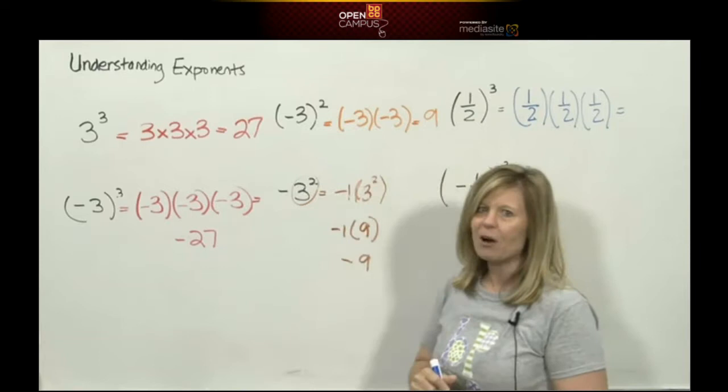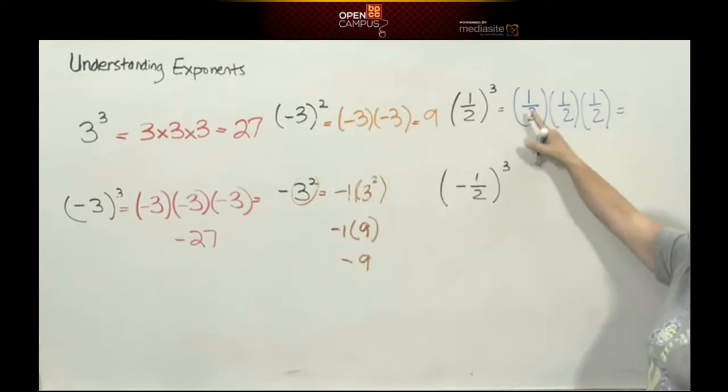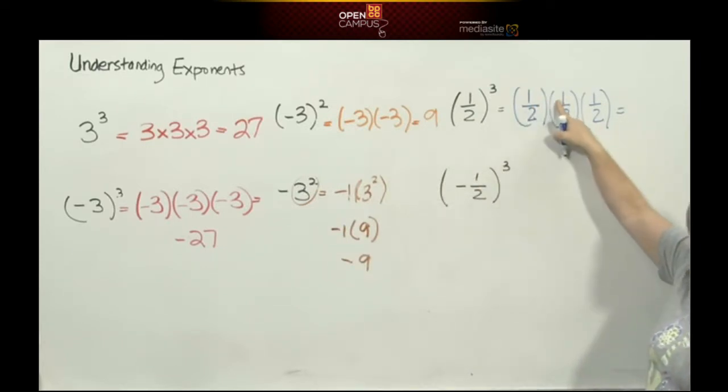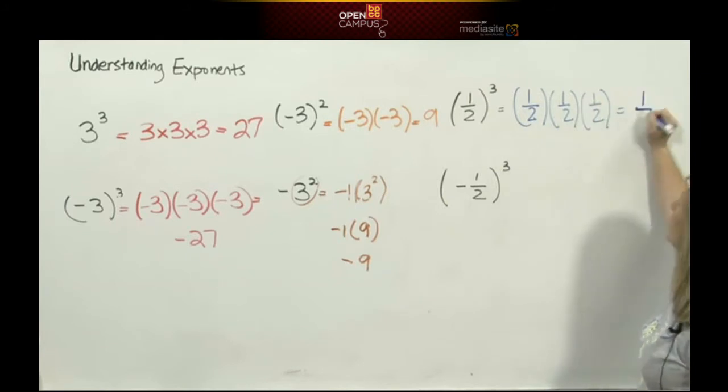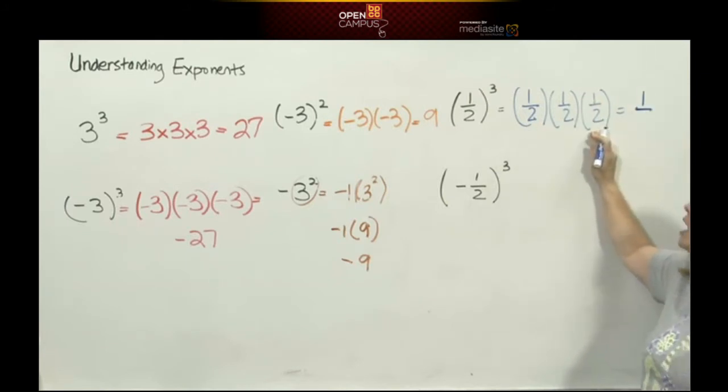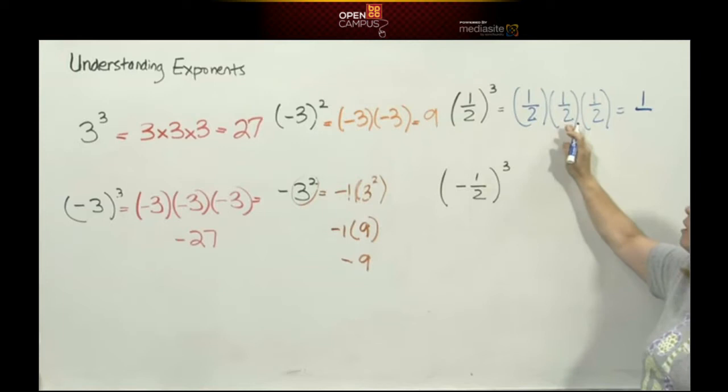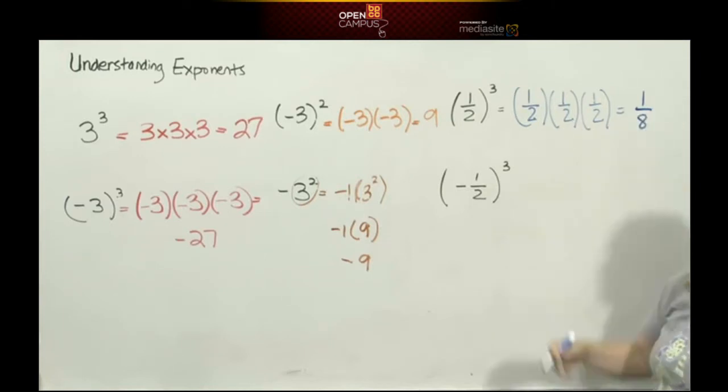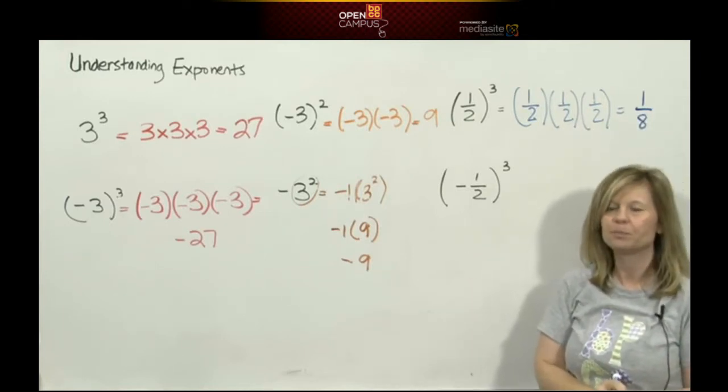The top of the fraction is called the numerator. So we multiply it. 1 times 1 is 1. 1 times 1 is 1. The bottom of the fraction is called the denominator. 2 times 2 is 4. 4 times 2 is 8. And you just multiplied a fraction.